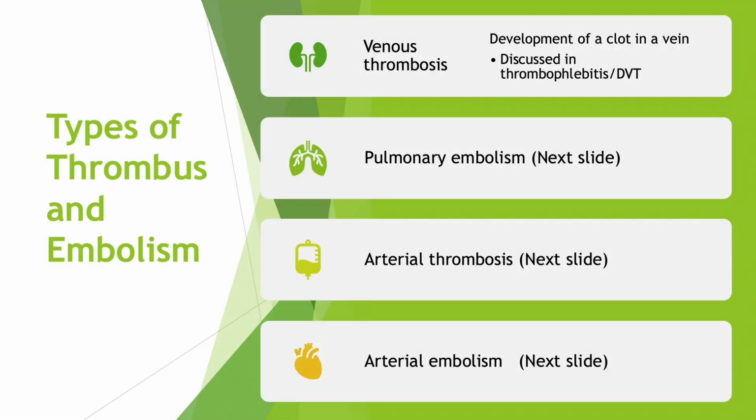There are several types of thrombus and embolism to understand. Venous thrombosis involves the development of a clot in a vein, and will be discussed in detail in the thrombophlebitis and DVT section. Pulmonary embolism, arterial thrombosis, and arterial embolism will each be covered in the following slides.